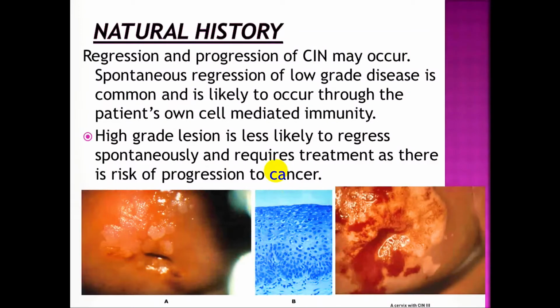In natural history, regression and progression of SIN may occur. Spontaneous regression of low-grade disease is common and is likely to occur through the patient's own cell-mediated immunity. The high-grade lesion is less likely to regress spontaneously and requires treatment as there is a risk of progression to cancer.